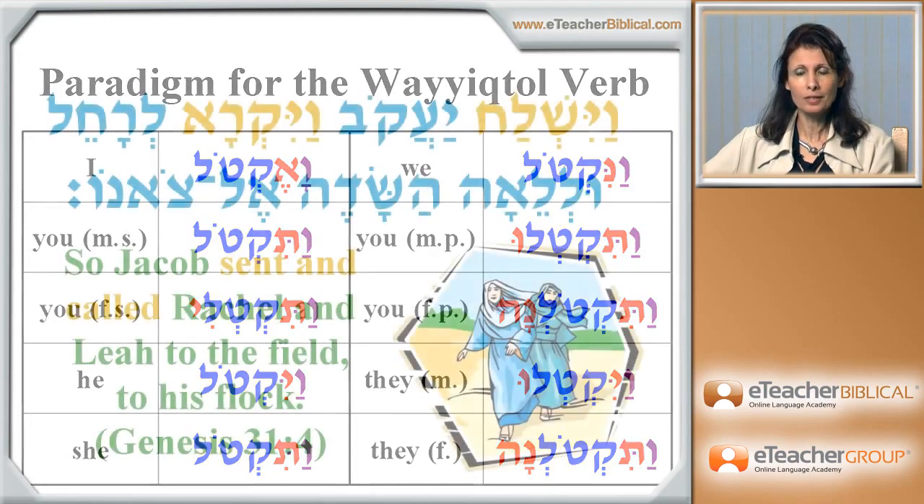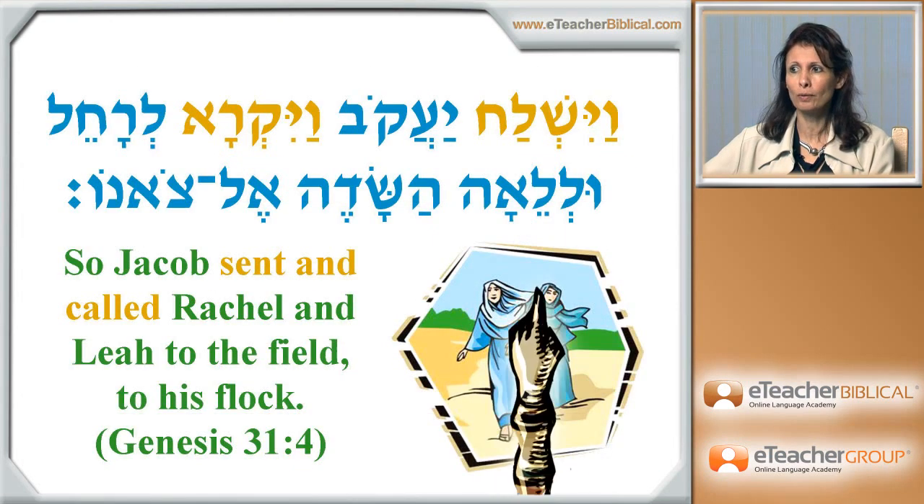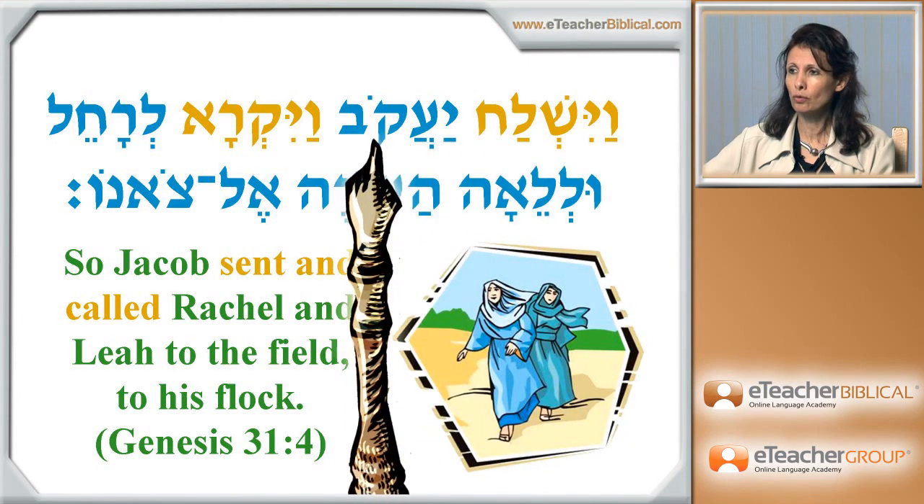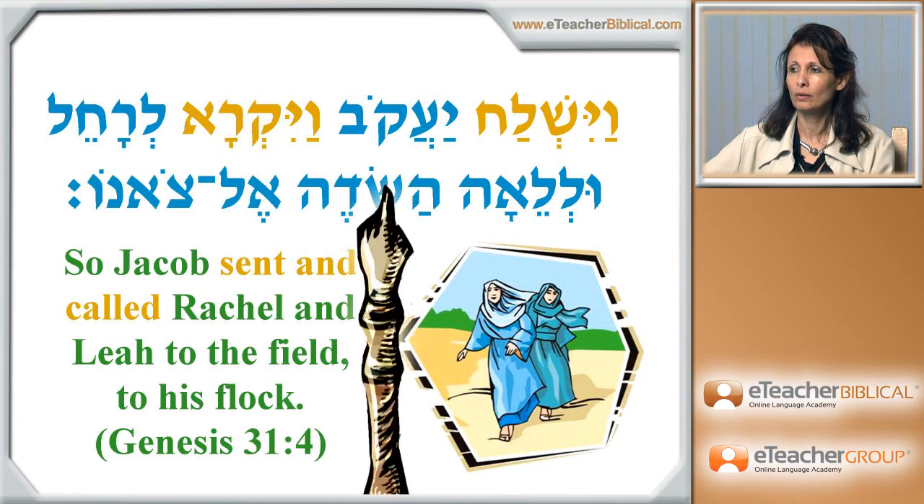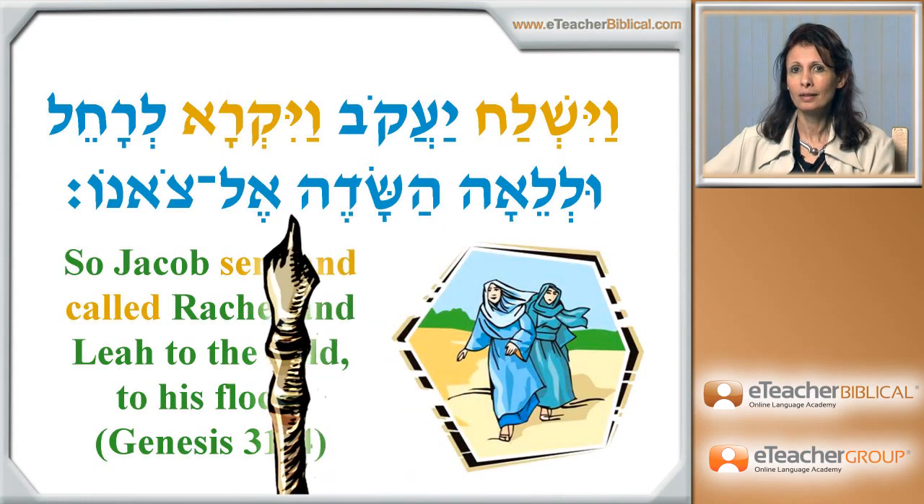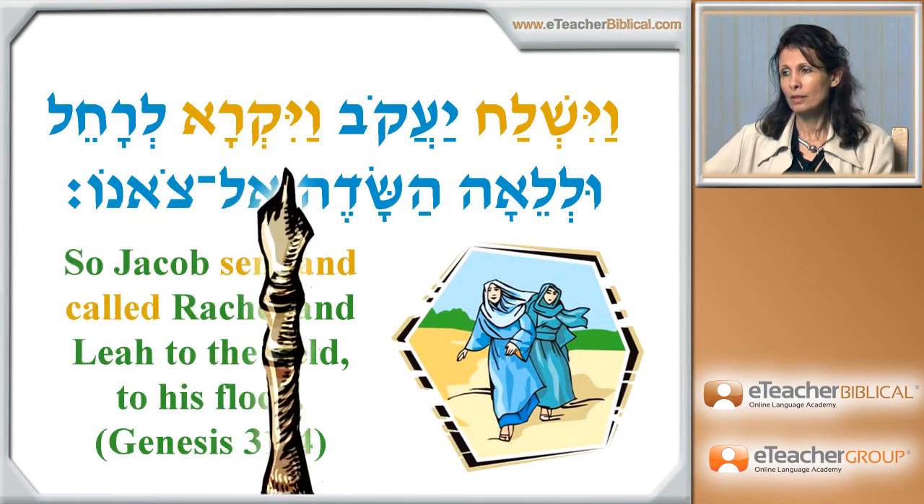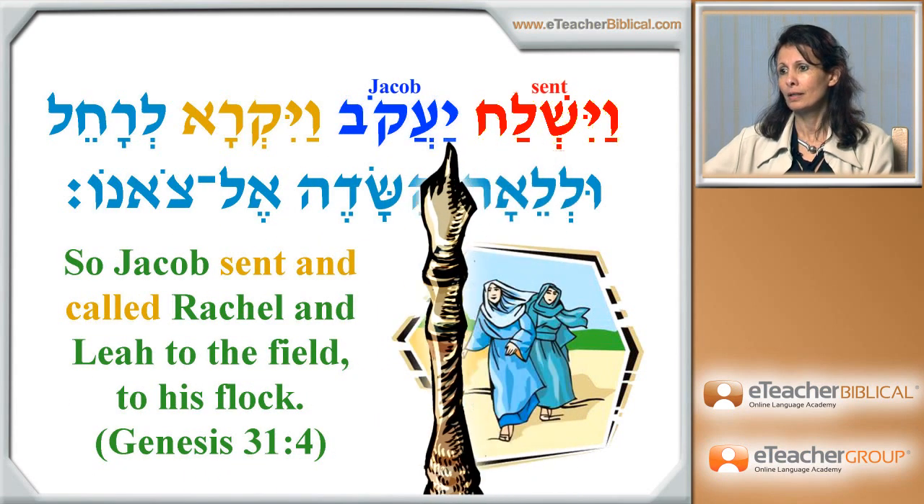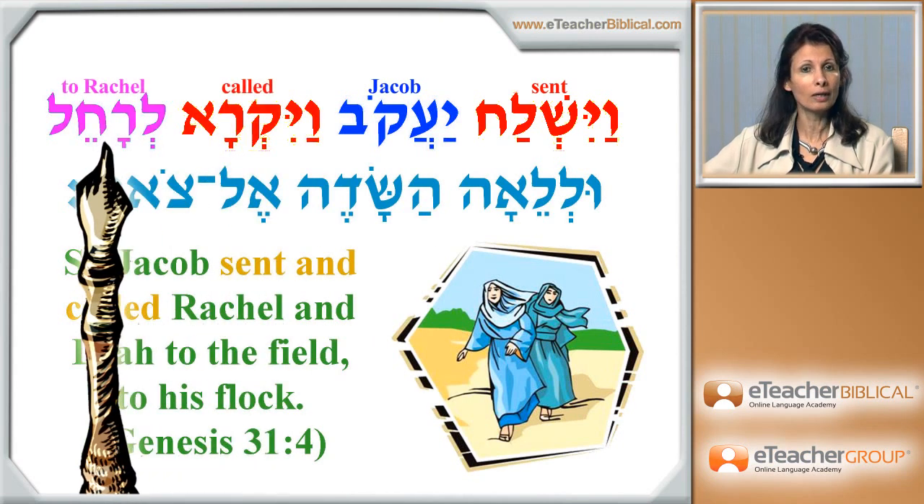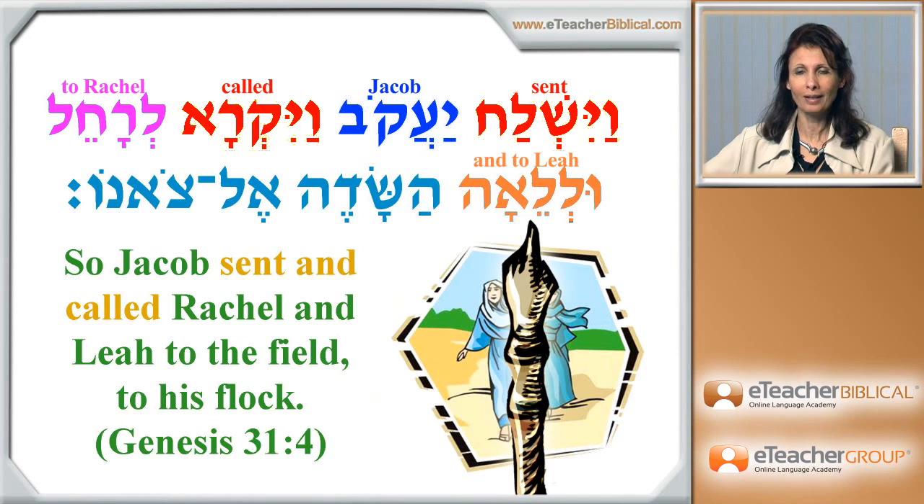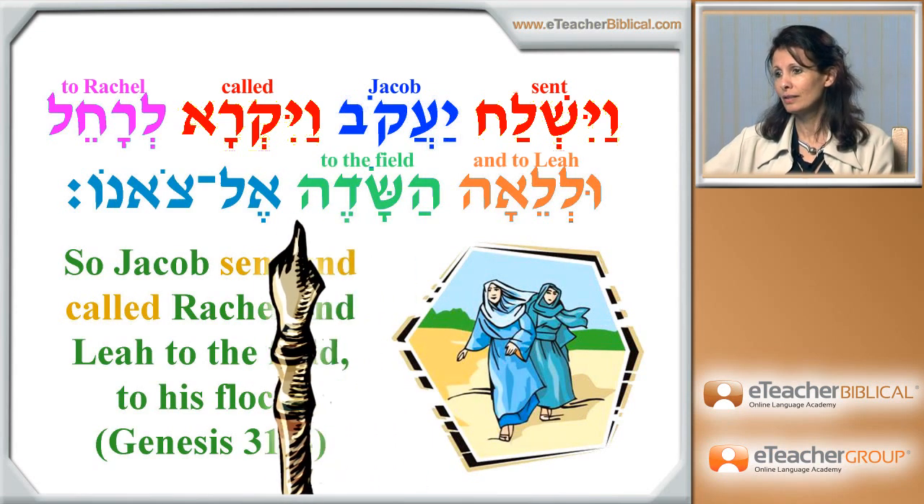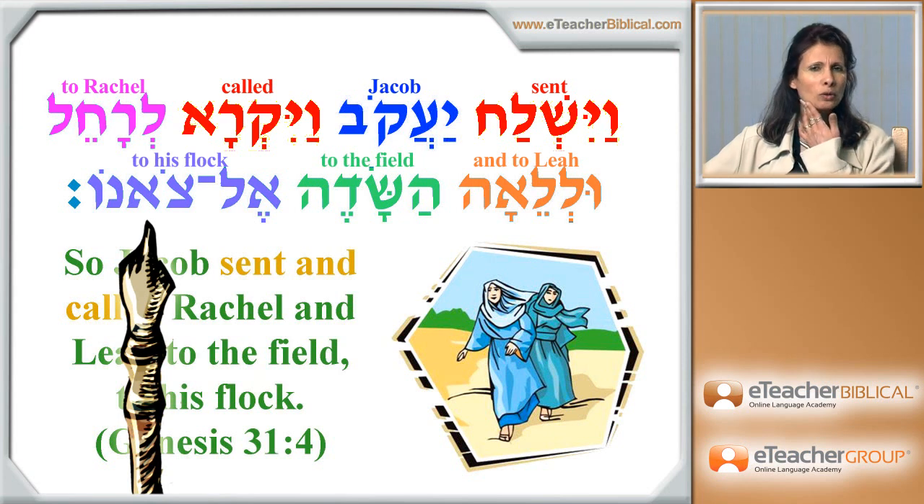So, let's see our first example from Genesis 31:4. "Vayishlach Yaakov vayikra l'Rachel ul'Leah hasadeh el tzono." So Jacob sent, and he called to Rachel and to Leah to the field, to his flocks. You remember when he wanted to flee, to run away from Lavan. He felt a danger coming to him and he wanted to escape actually. So he summoned his 2 wives and he was ready to leave.